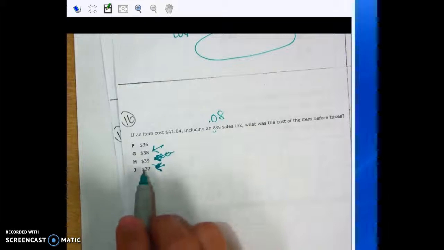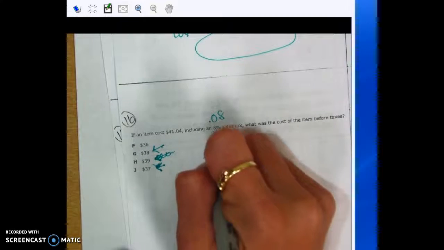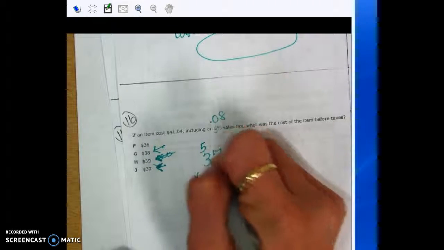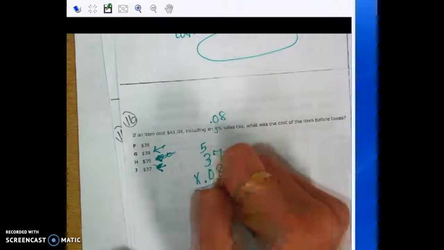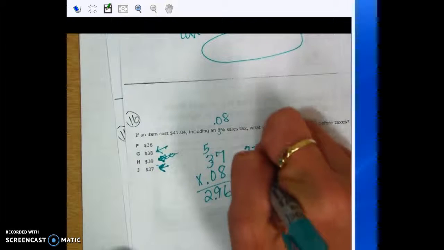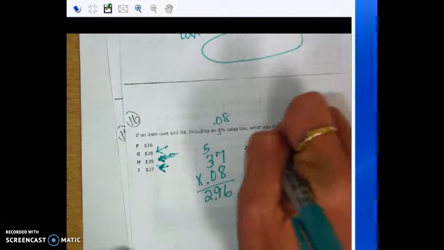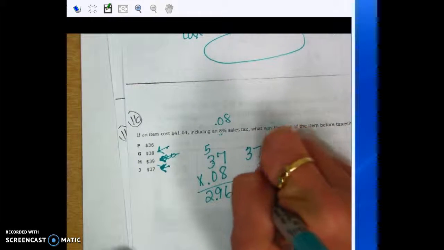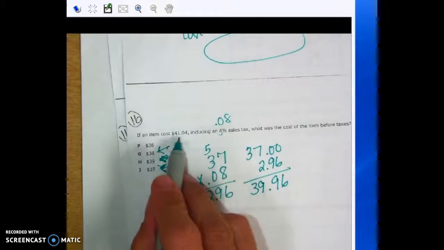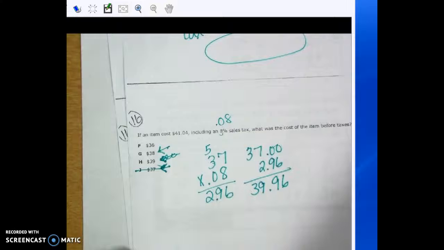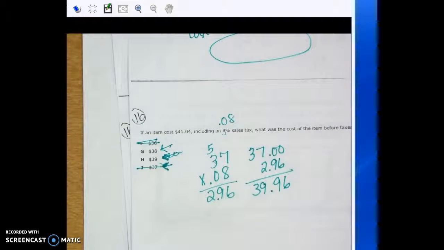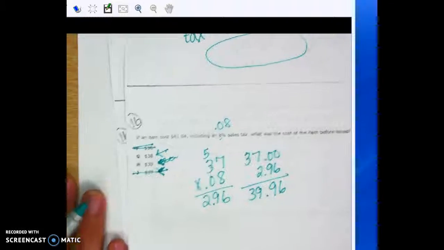So let's try J. So 37 times 0.08, 24. So the tax would be $2.96. So if it was 37 plus $2.96, that would give me $39.96. Well, I know that's not enough. So it can't be J, but I also know it can't be F because I've got to go higher than $37. So now try 38 or 39.